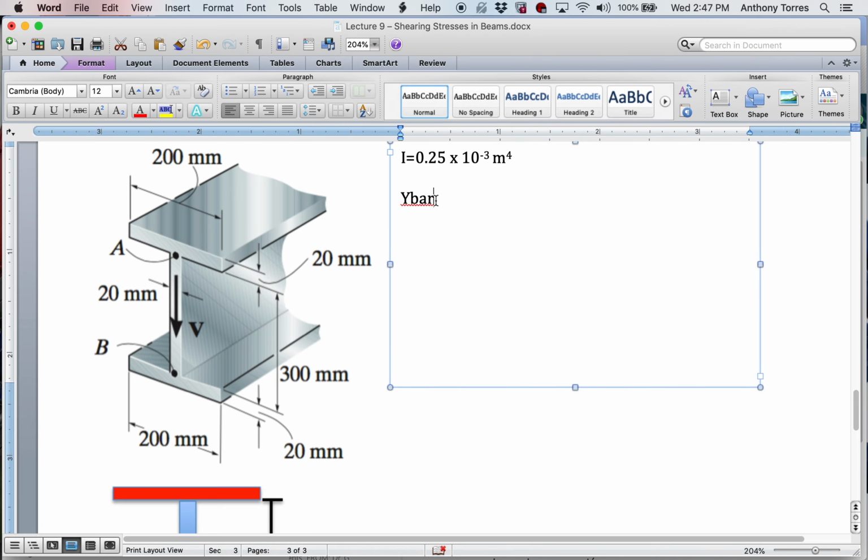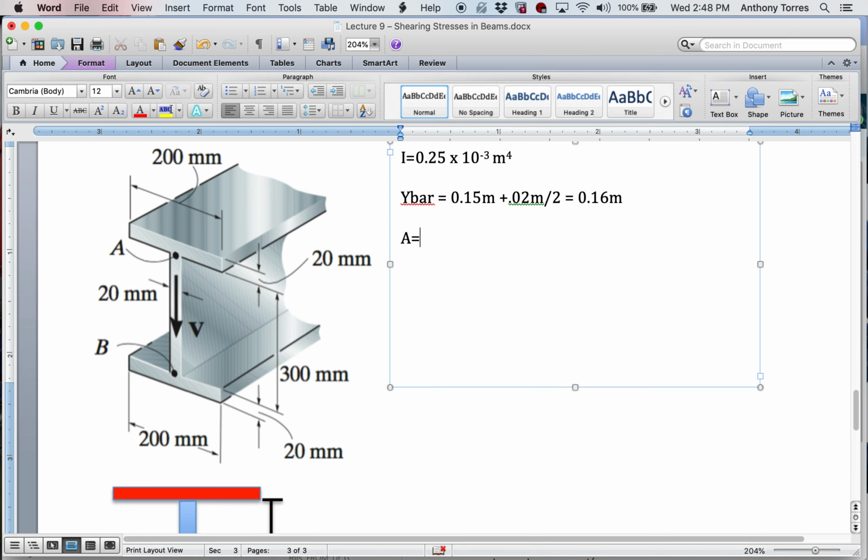So y bar is just going to be 0.15 meters plus 0.02 meters divided by 2, which gives me 0.16 meters, because this just becomes 0.01, and I add that to that. So I got 0.16.